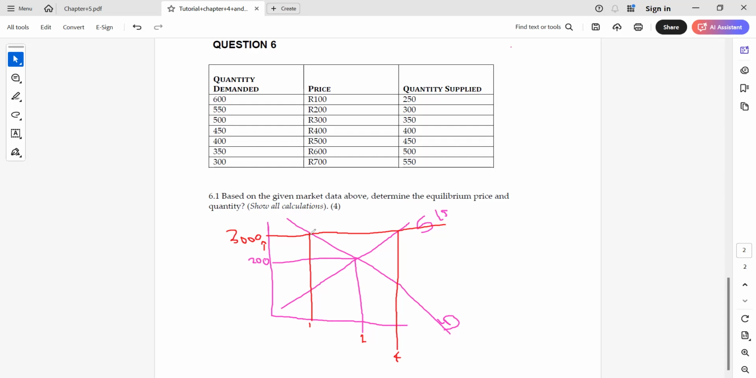While the labor demanded, the workers demanded by the employers, is going to decrease from 2 to 1. Why? Because the increase in wages has increased their costs in the business. So in order to reduce their costs, they have to demand less labor. Initially they were employing two laborers, now they employ 1. This gap here represents the workers who will be retrenched, who will be without work.